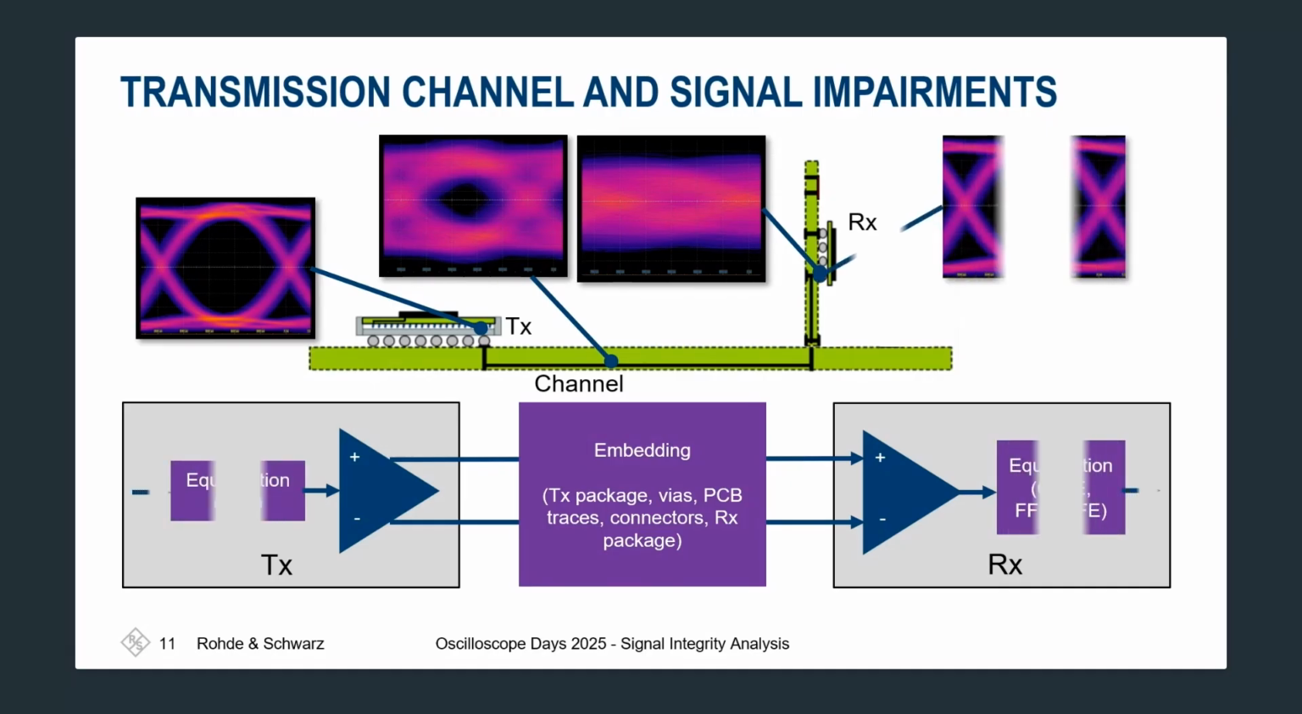real world. And then back at the receiver side, we then have something called equalization, which we can then reopen the eye again through different types. So you can see in the receiver side, we have CTLE, which is continuous time linear equalization, FFE, which is feed forward equalization, and DFE, which is decision feedback equalization.